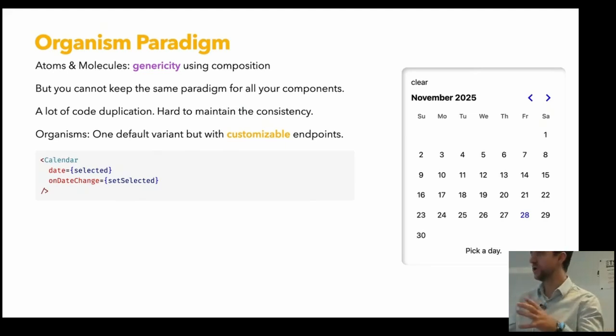We need to constrain a bit the genericity we got in for atom and molecule and use a different paradigm for organism. So let's start with, for example, an organism that is a calendar. Okay, it has a lot of features. You can do that. You can select. You can clear.